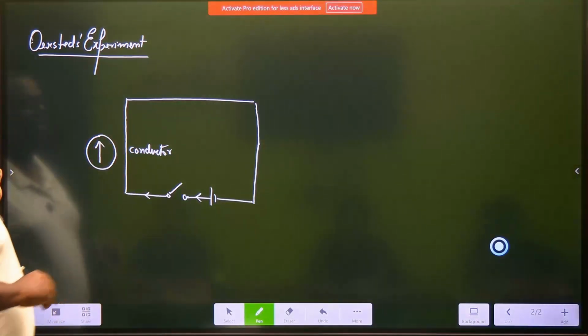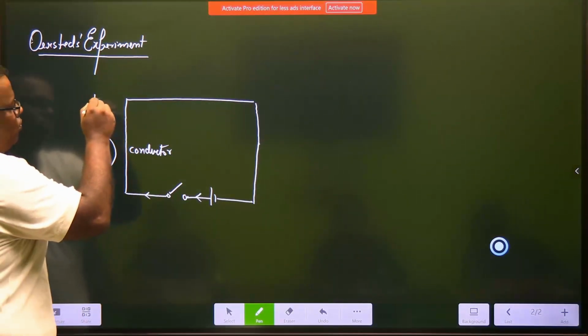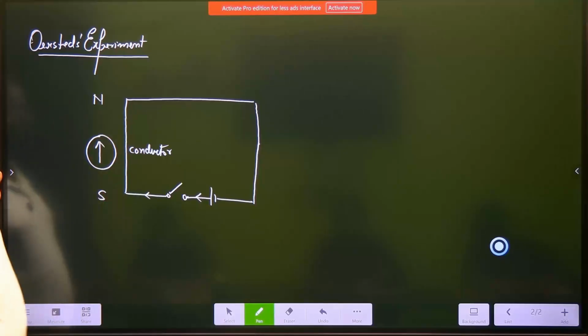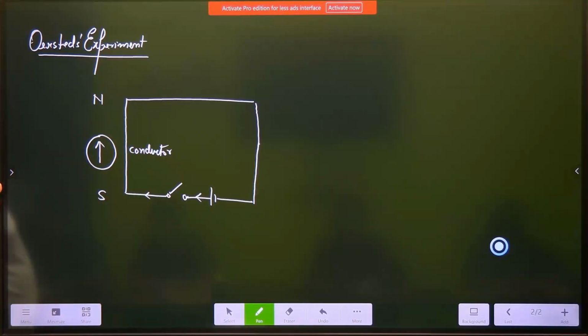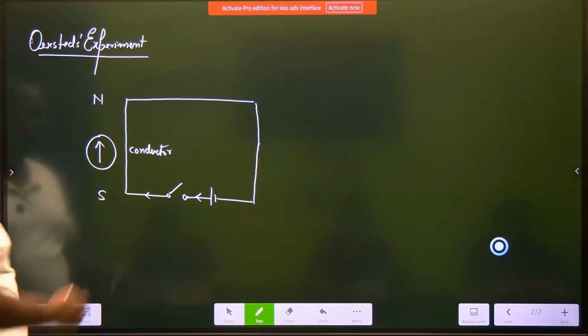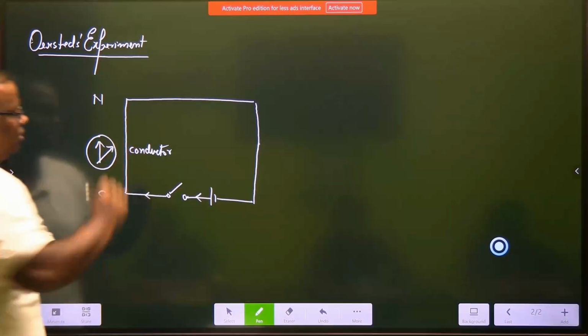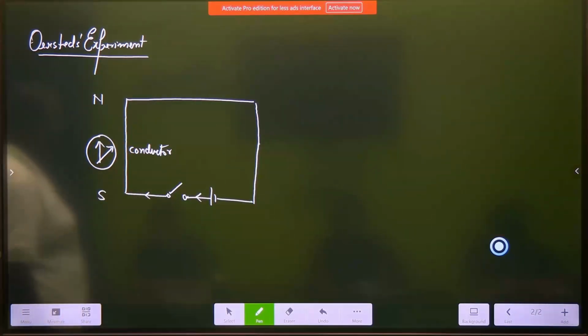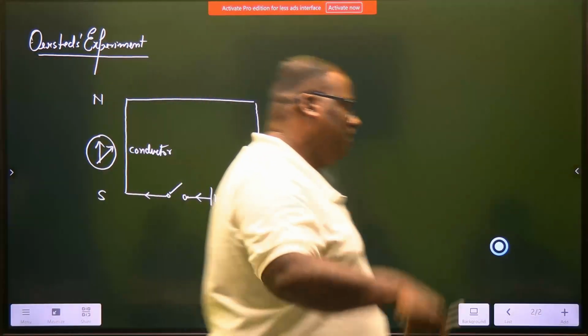Let's say that for the magnetic compass, this is the direction of north and this is the direction of south. The magnetic compass will usually point towards north and south. When Hans Christian Oersted accidentally pressed and the circuit was turned on, the compass needle underwent a deflection, and the deflection is sustained till the circuit is turned on.